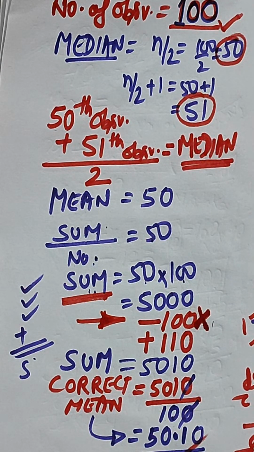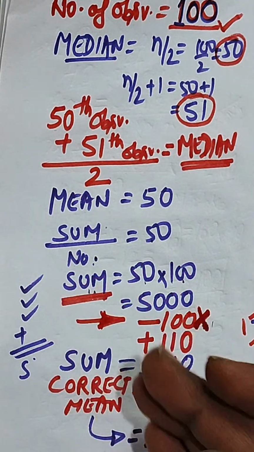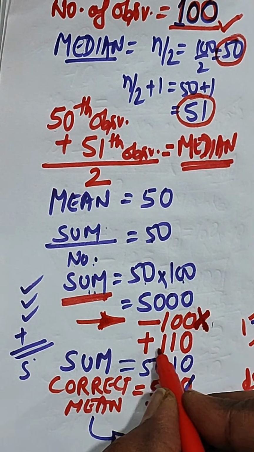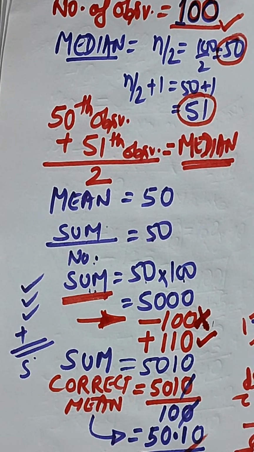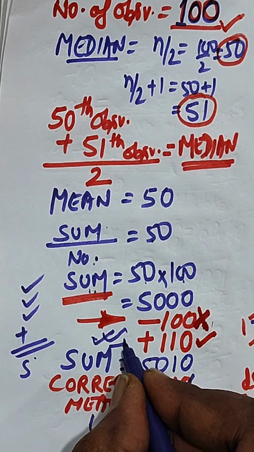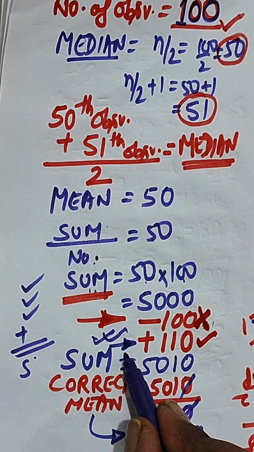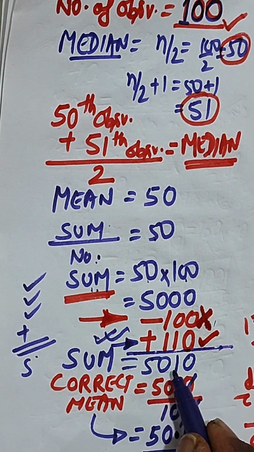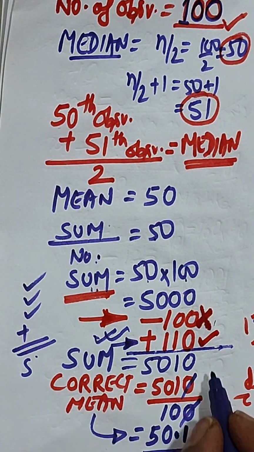Okay, so that's why we have subtracted it. Just remove it, and then add the correct number. This is the correct number, 110. Now with this we did the calculation and we get 5010 as the correct sum.